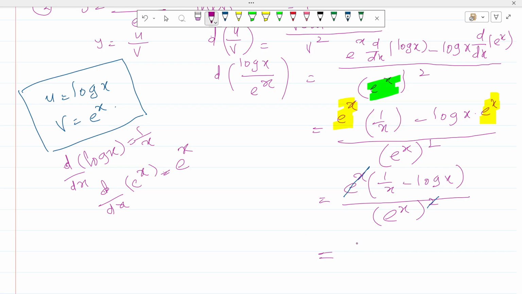Then 1 by x minus log x, by e power x. This is dy by dx. So this is the answer for this.